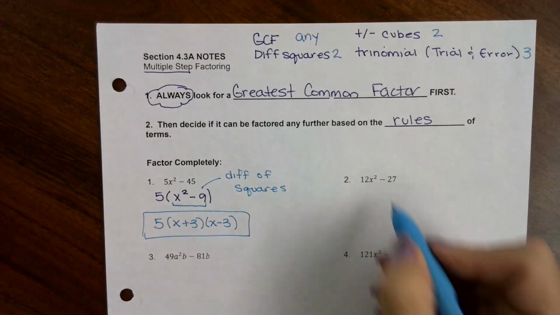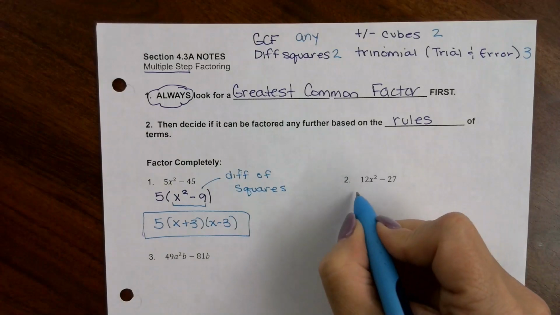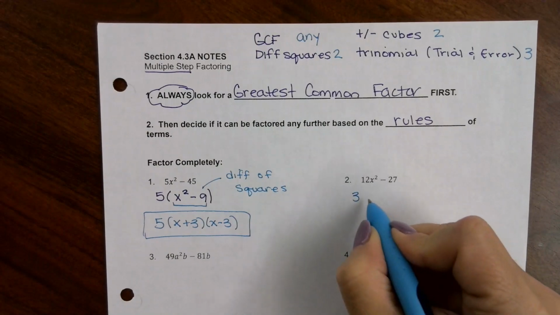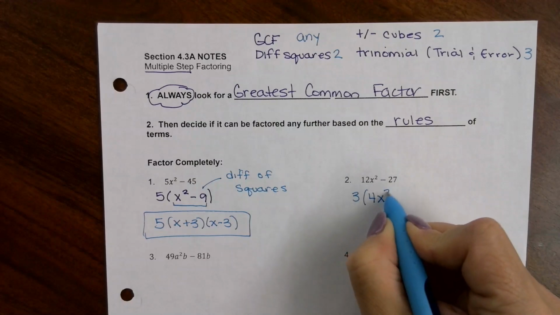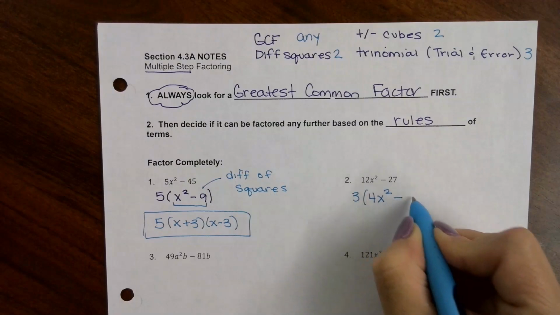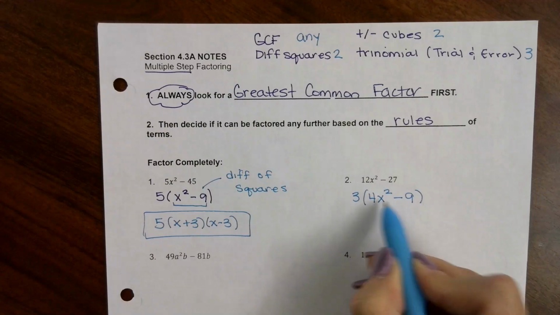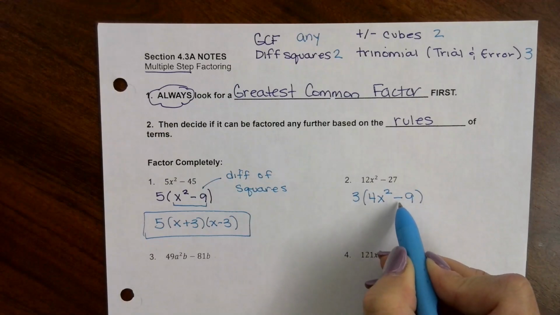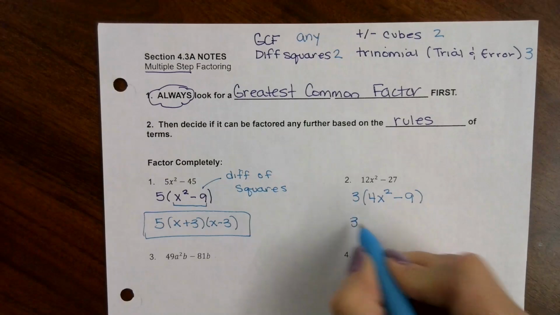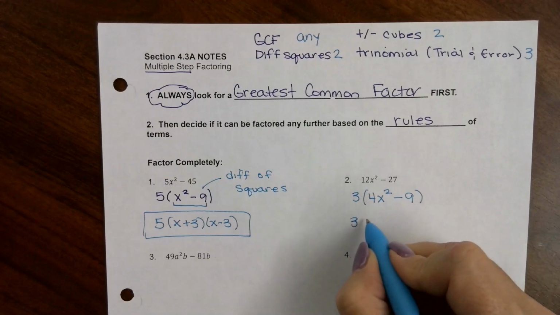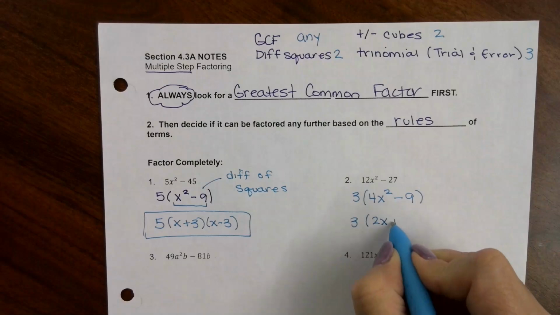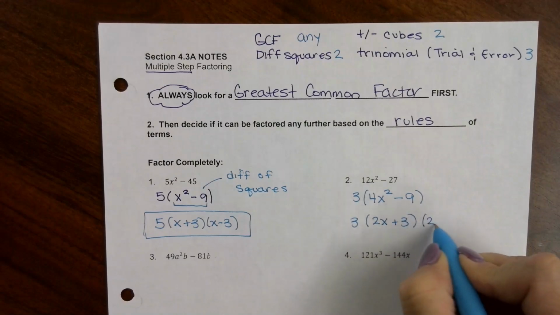Okay, so if I look at this one, biggest number I can pull out, I guess, is a 3. And so 3 times what? 3 times 4. X squared stays. 3 times 9. Okay, I have 2 terms, perfect square, subtraction. So I'm going to go one more time. Again, this is going to be difference. So 2x plus 3 and 2x minus 3.